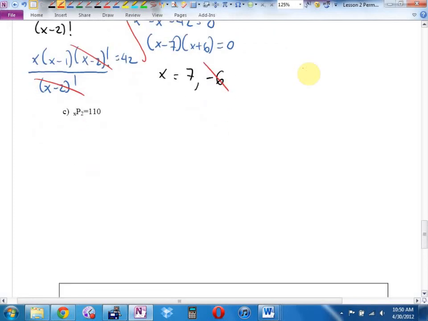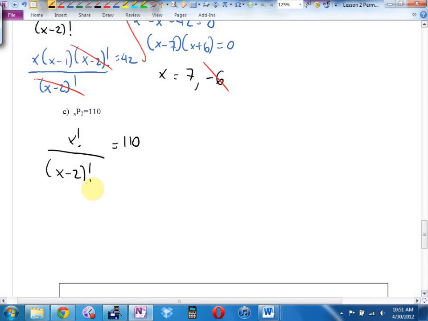x permutate 2 equals 110. I think what this really means is x factorial all over x minus 2 factorial equals 110. I can't cross multiply right now because there's nothing I can do to deal with the factorials. I want to leave the factorials on the same side, and instead get them to cancel by asking myself, what's bigger, x or x minus 2, Jessica?